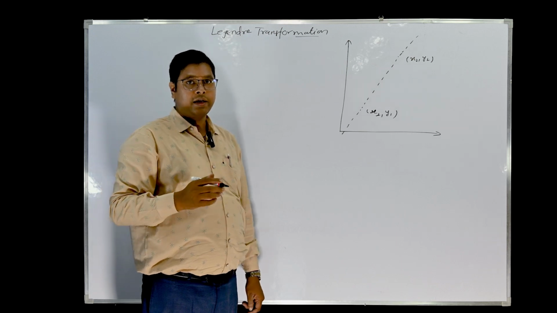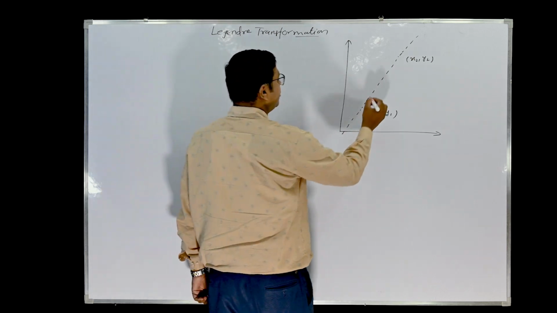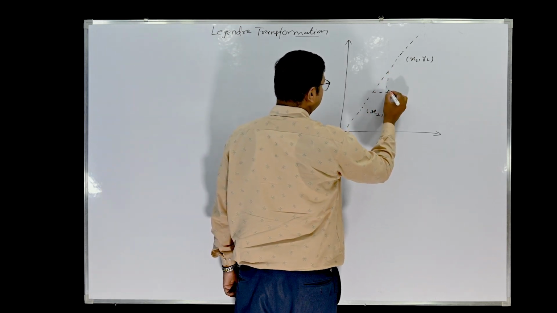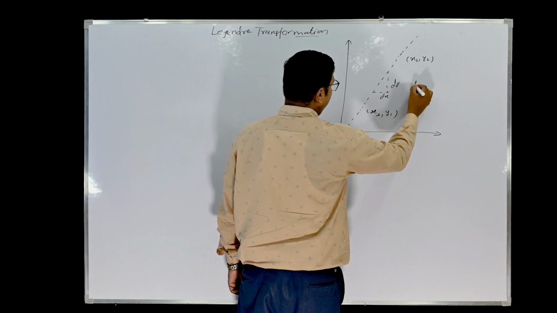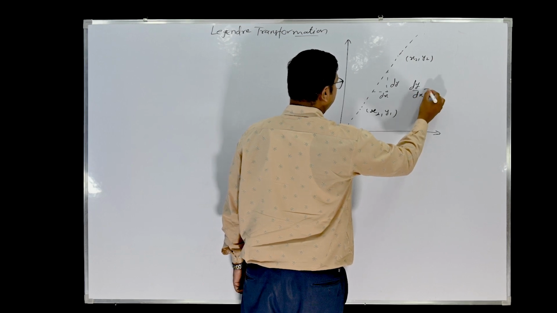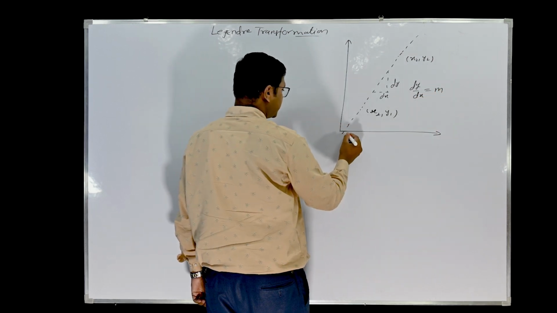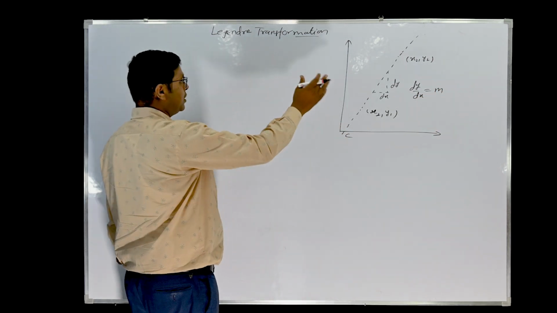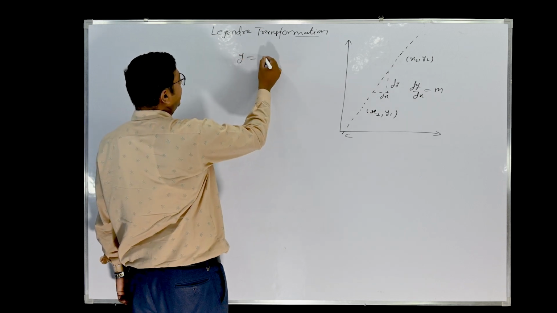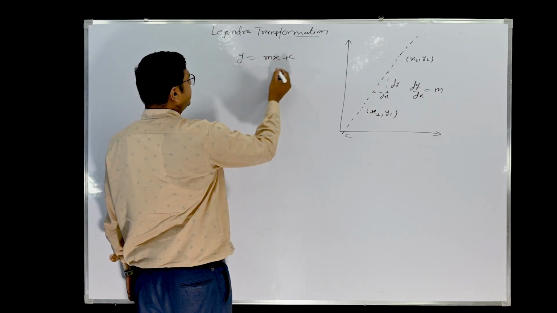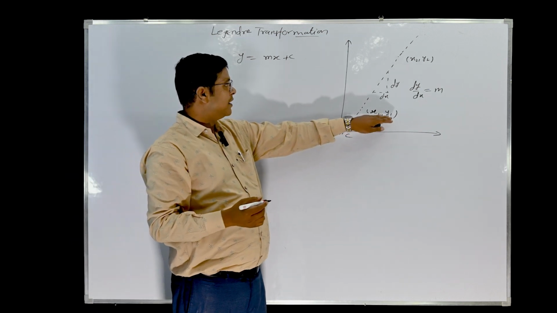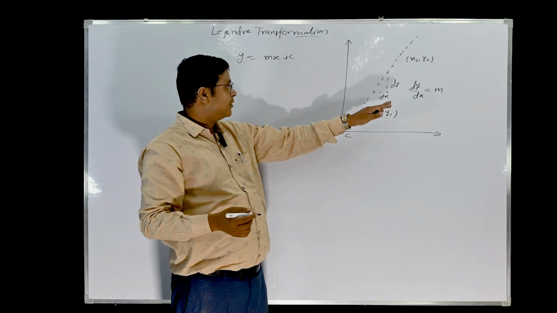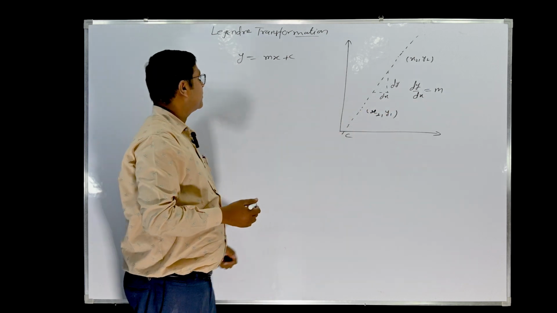The same line I can draw if I know the value of dy by dx, and that is called the slope m, and the intercept c. So I can draw this line with the use of y is equal to mx plus c, with the known values of x1 y1 and x2 y2, or with the known values of m and c.